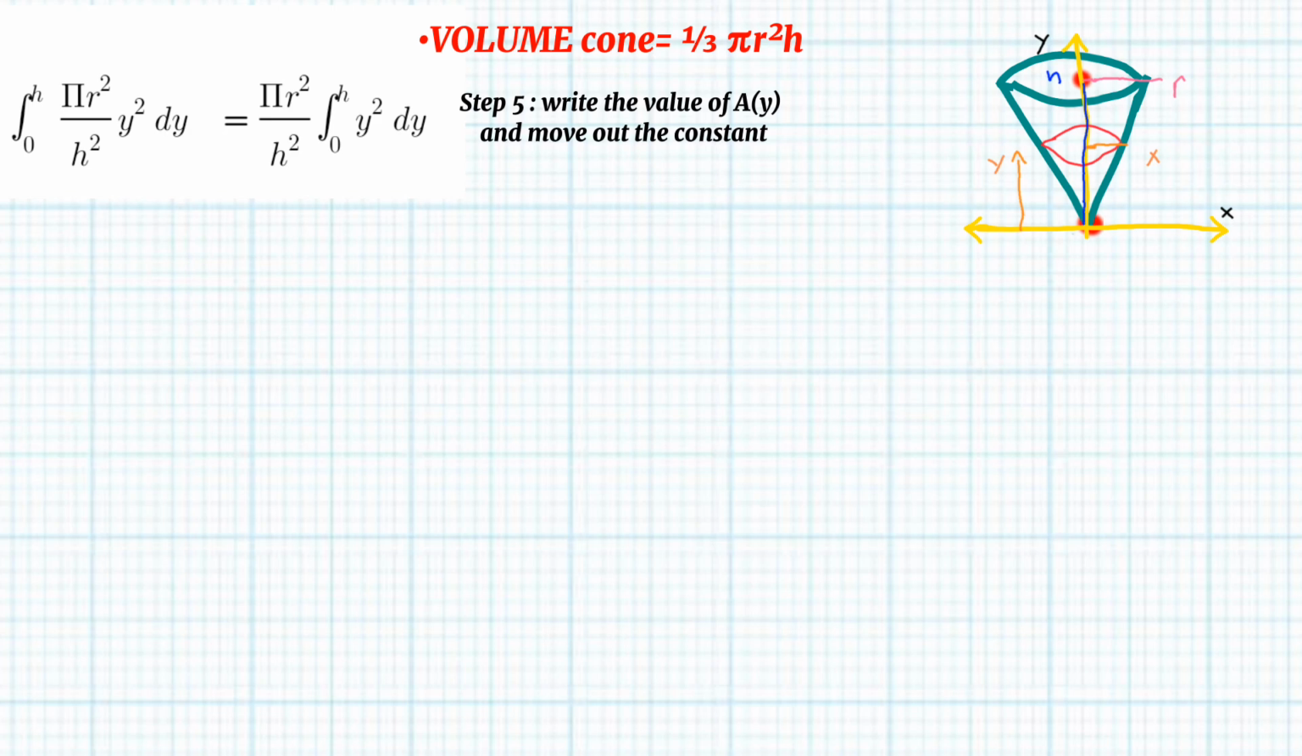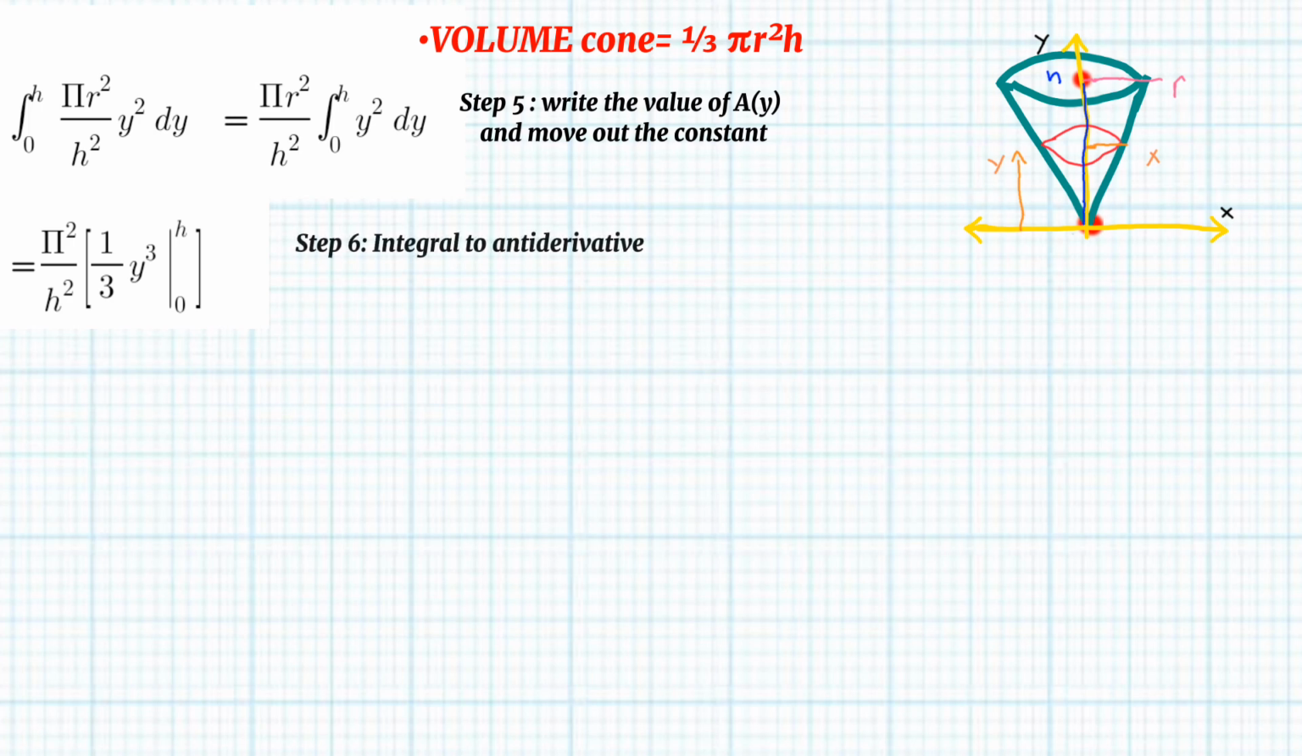Since pi r squared over h squared is constant, we are going to move it out of the integral. So as the result, it will become pi r squared over h squared times the integral from 0 to h of y squared dy. From pi r squared over h squared times the integral from 0 to h of y squared, it will become pi r squared over h squared times the antiderivative of 1/3 times y raised to the power of 3.